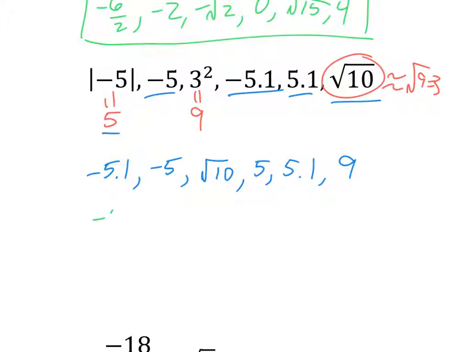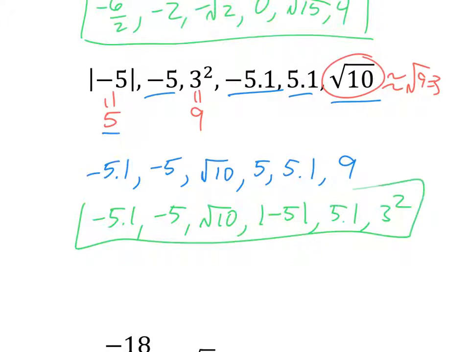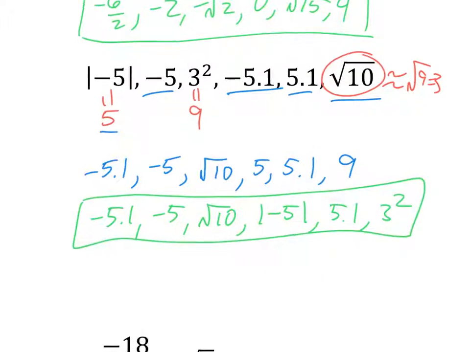So we have negative 5.1 and negative 5 were written the same. Square root of 10 was good. This 5 was written as the absolute value of negative 5. We had 5.1, and that 9 was written as 3 squared. Okay, and that would be our final ordering for these ones.